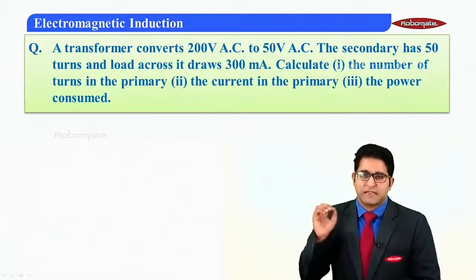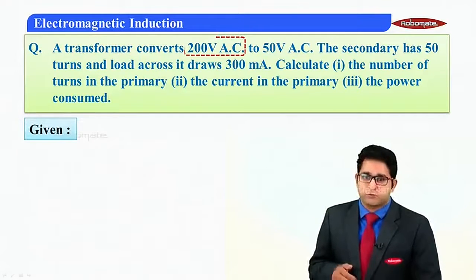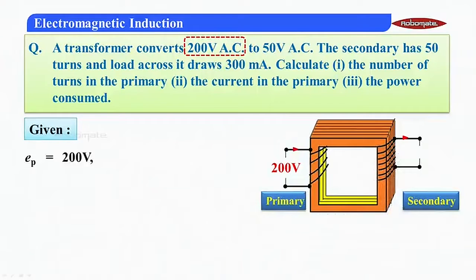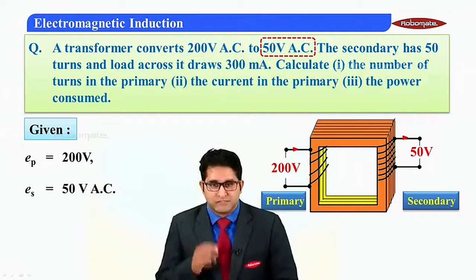Now let us analyze this and let us write down the given data. So here on the input side we are having 200 volts, so I can say EP is equal to 200 volts. So let's say this is transformer. On the primary side we have updated input voltage as 200 volts. It is converted to 50 volts, so I can say it is EMF across secondary, ES, equal to 50 volts, and again on the secondary side we have updated the same.